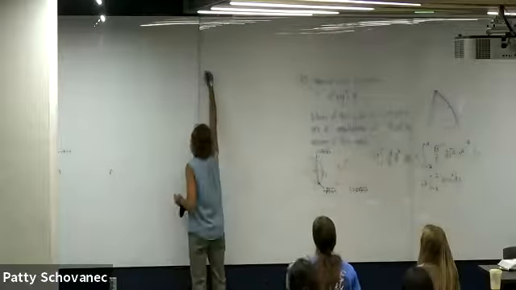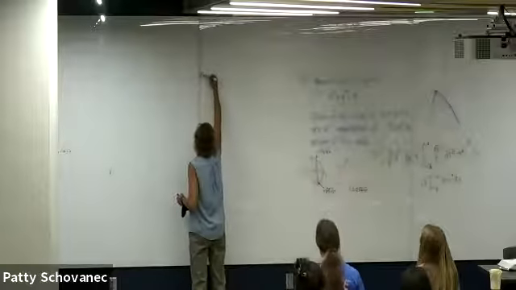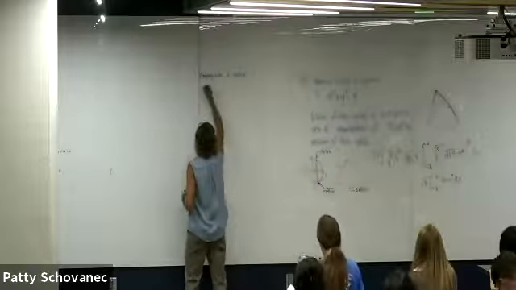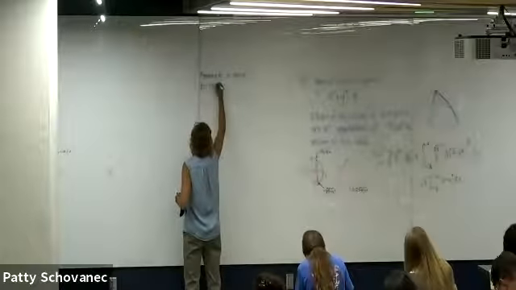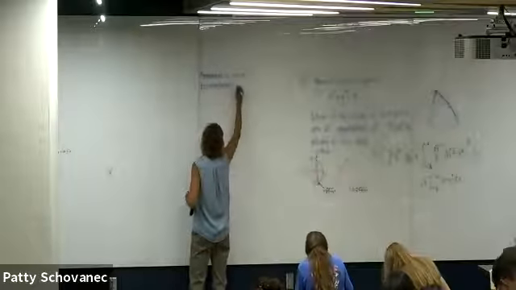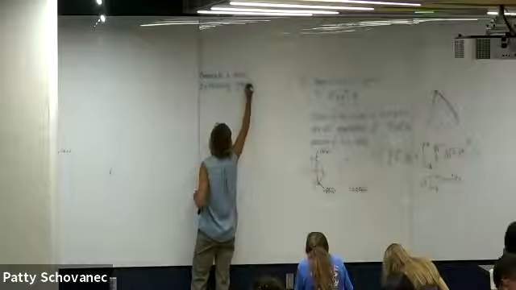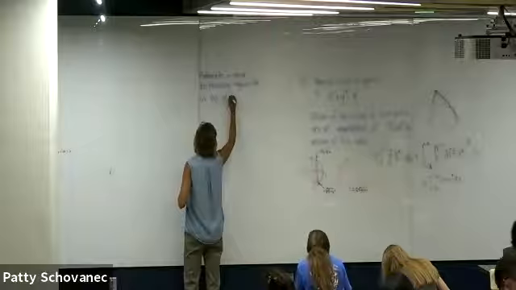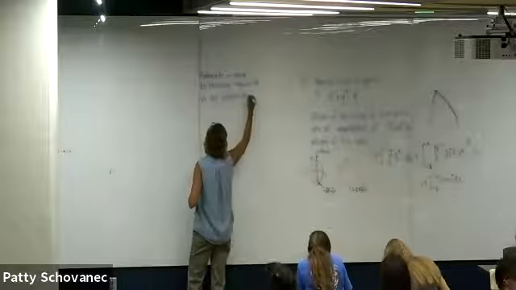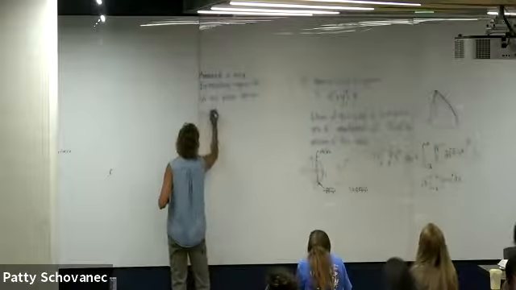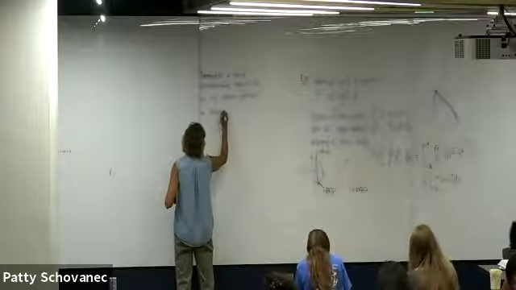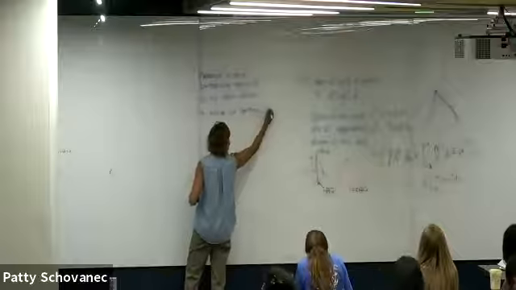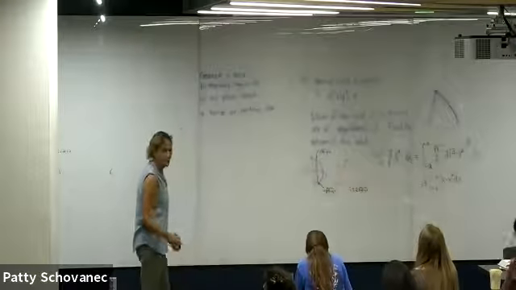So the second part was generate a solid by revolving a region R in the XY plane about a horizontal or vertical line, right? The axis or the line of revolution.